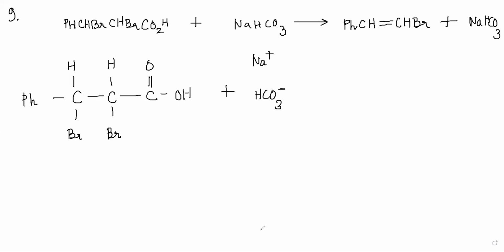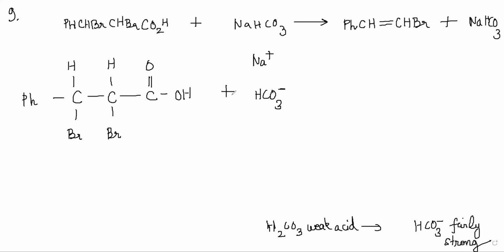Now, if you remember that H2CO3 was a weak acid, right? So its conjugate base, which is HCO3 minus, will be fairly strong, right? So now this HCO3 minus is a fairly strong conjugate base, and this group is a carboxylic acid group. It has an acidic hydrogen here because this hydrogen will be highly electropositive, because of this O, right? So it is likely that it will release H plus.